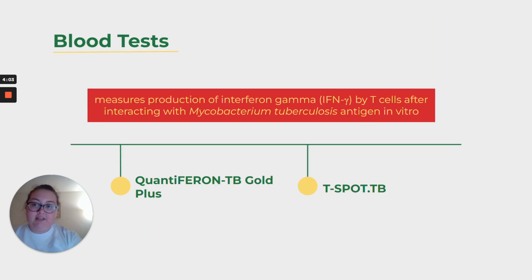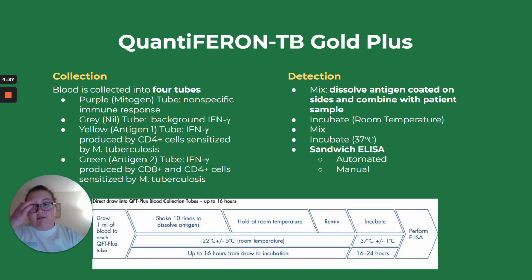So an alternative is a blood test. These tests measure the production of interferon gamma by sample T cells after interacting with Mycobacterium tuberculosis antigen in vitro. So both of these tests measure interferon gamma, but they do so in two different ways. The main one that's done is the QuantiFERON TB Gold Plus, and the other one is the T-SPOT.TB. Again, they both measure the production of interferon gamma by the patient's T cells, but they just do so in a different manner. So first, I'll talk about the QuantiFERON TB Gold Plus test.